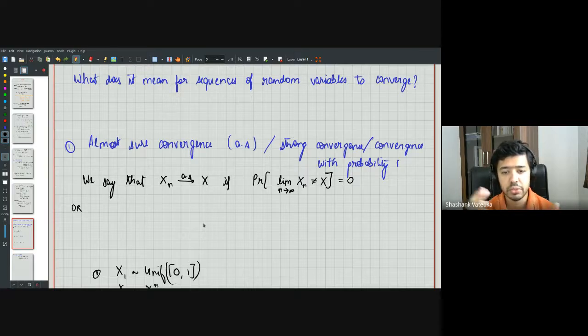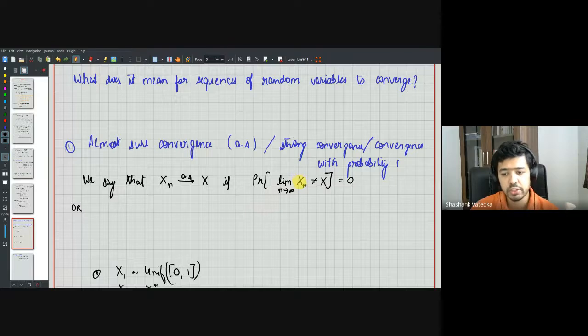We say that a sequence of random variables X1, X2, X3, and so on, converges almost surely to another random variable X if the following happens. We say that Xn converges almost surely to X if the probability that the limit as n tends to infinity of Xn is not equal to X is equal to 0. Let's try to understand this in some detail.